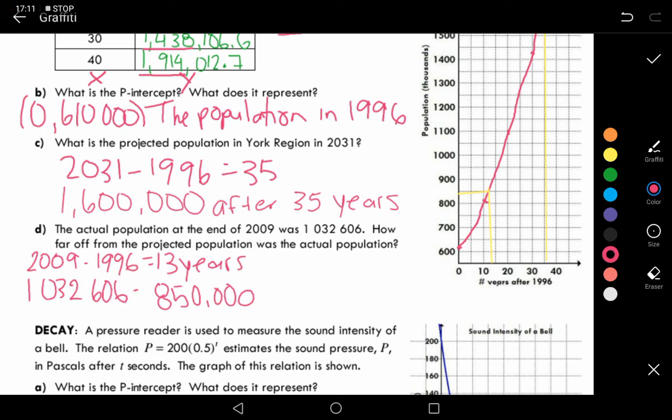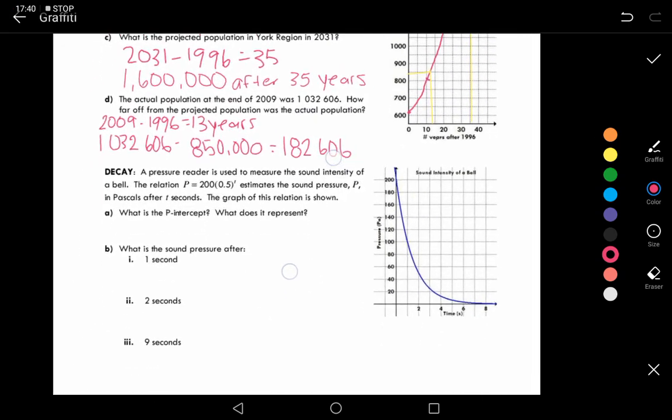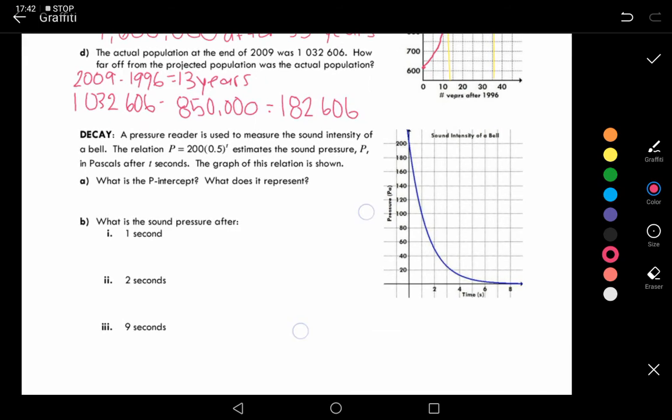Okay, but the actual population was 1,032,606. So in order to find how inaccurate that was, all we have to do is subtract. So the population prediction was almost 200,000 people off, which in the grand scheme of things, thinking about how many people this is, that's not too bad.